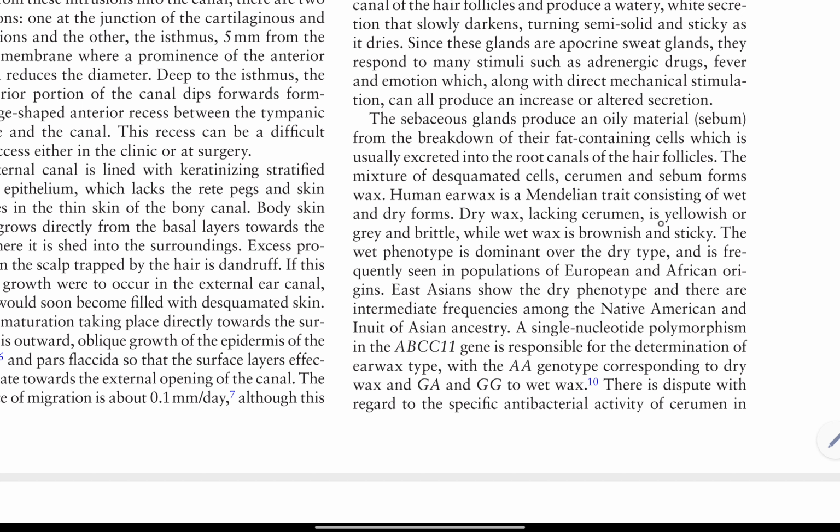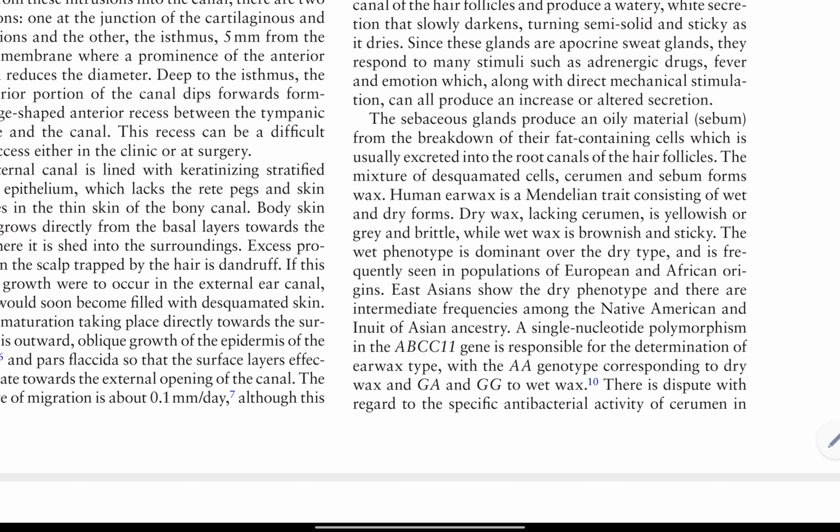Dry wax, lacking cerumen, is yellowish gray and brittle, while wet wax is brownish and sticky. The wet phenotype is dominant over the dry type and is frequently seen in populations of European and African origins. East Asians show the dry phenotype, and there are intermediate frequencies among the Native American and Inuit of Asian ancestry. A single nucleotide polymorphism in the ABCC11 gene is responsible for the determination of earwax type, with the AA genotype corresponding to dry wax and GA and GG to wet wax.